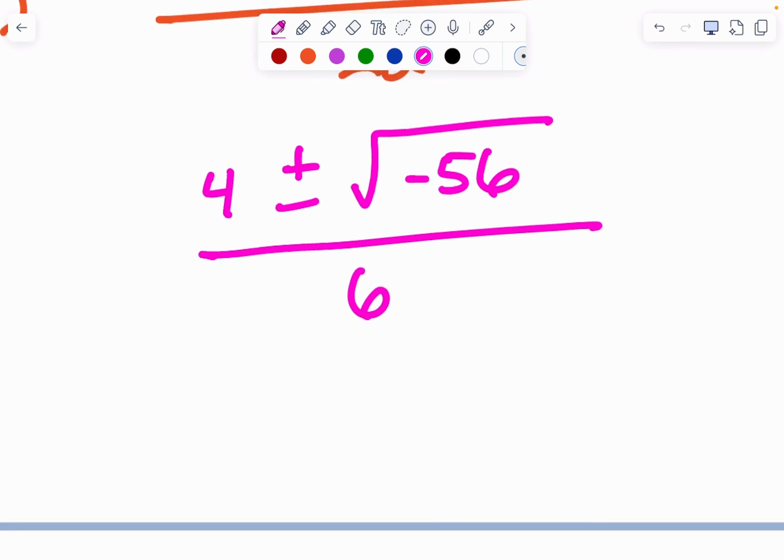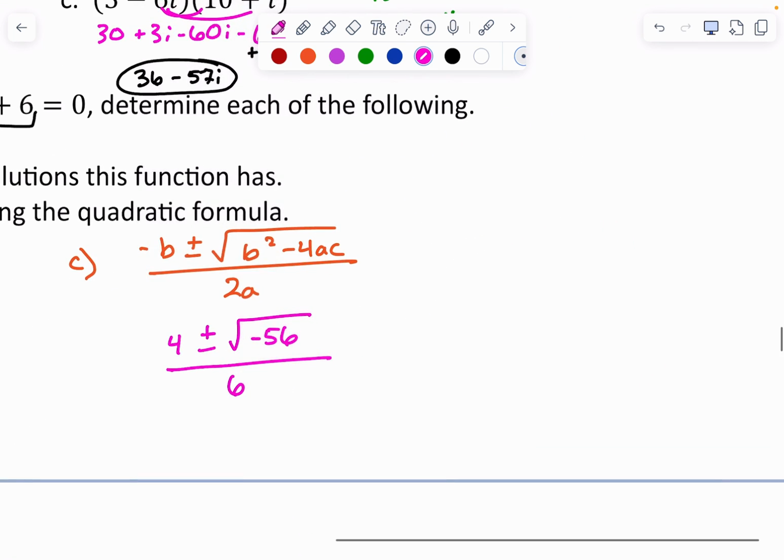Okay, let's break stuff down real quick. 56, will it break down? 8 and 7 won't break down. You can't take the square root of 8, but you can take the square root of 4. 4 and 3, 4 and 9, nope. 4 and 13, 4 and 14.